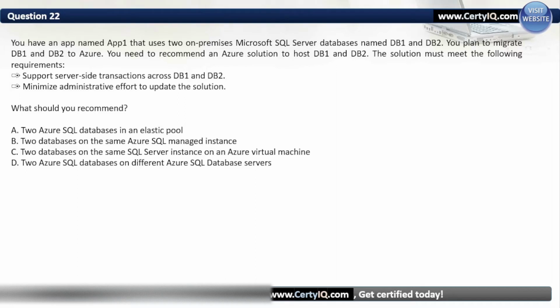Question 22. You have an app named App1 that uses two on-premises Microsoft SQL Server databases named DB1 and DB2. You plan to migrate DB1 and DB2 to Azure. You need to recommend an Azure solution to host DB1 and DB2. The solution must meet the following requirements: supports server-side transactions across DB1 and DB2, and minimizes administrative effort to update the solution. What should you recommend?